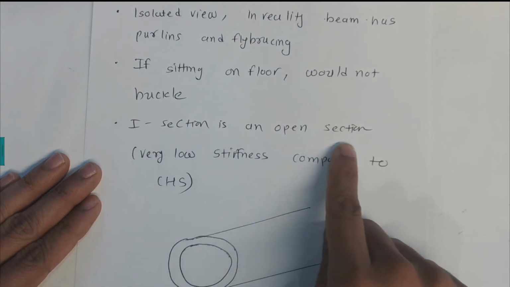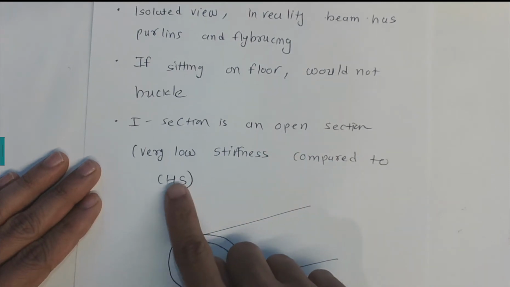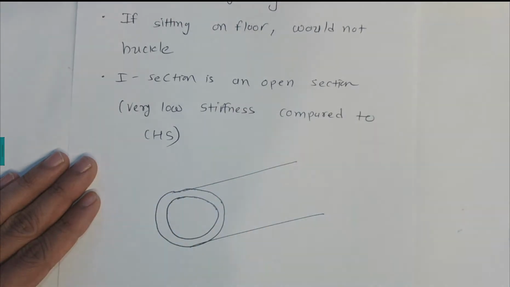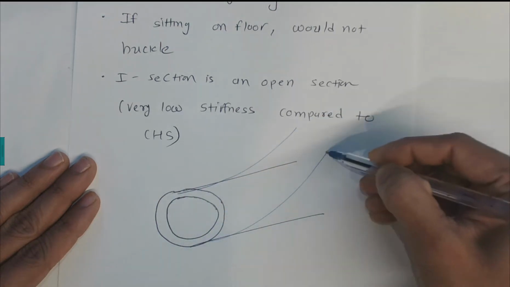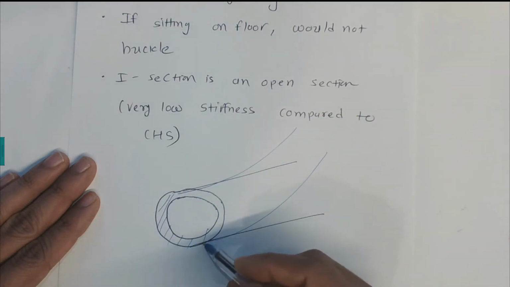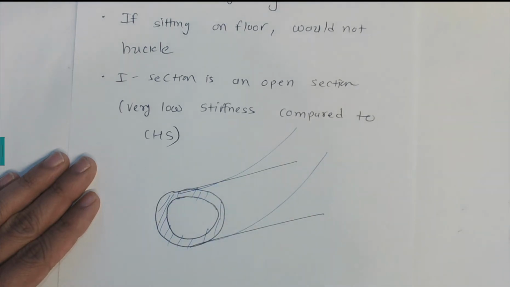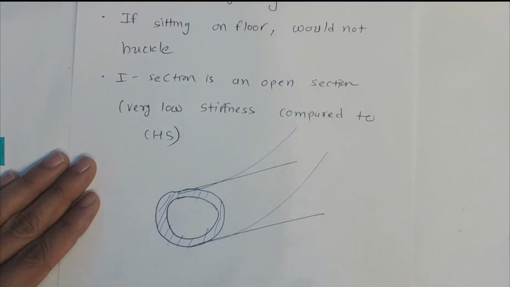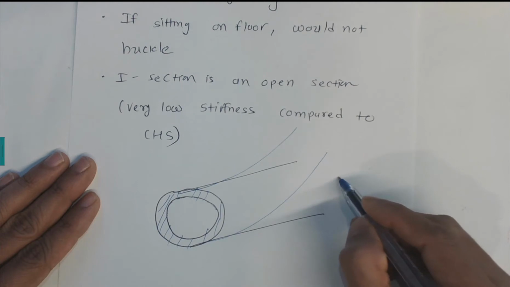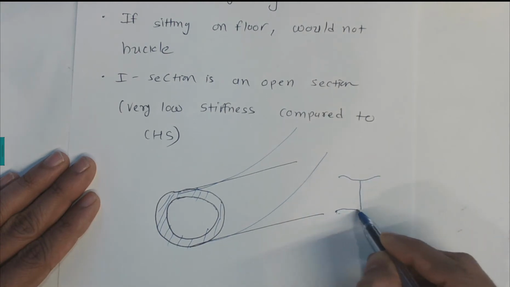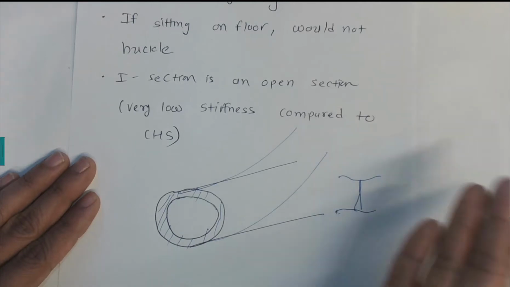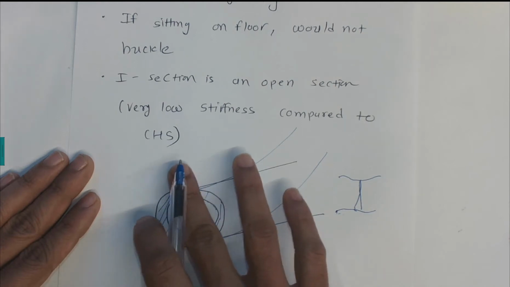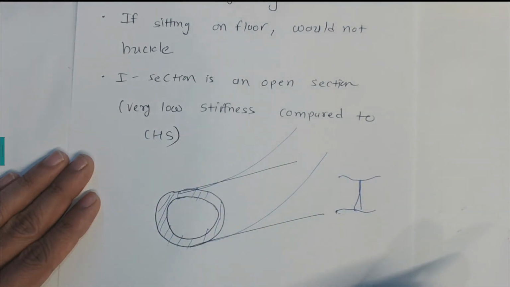Now I sections are open sections and they have very low stiffness compared to circular hollow sections. What happens in the circular sections? If I have a loading coming here, it tries to bend, but these cross sections would not deform locally. That stops local buckling. But in the I sections, this buckling happens in this way as well, and they also have local buckling. So that's the difference between circular hollow sections and the steel beam.